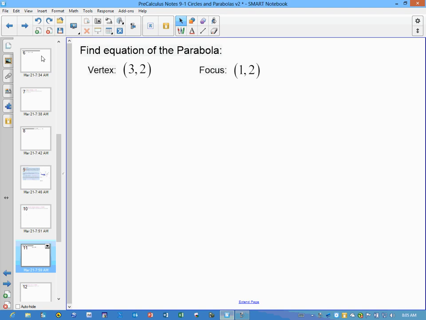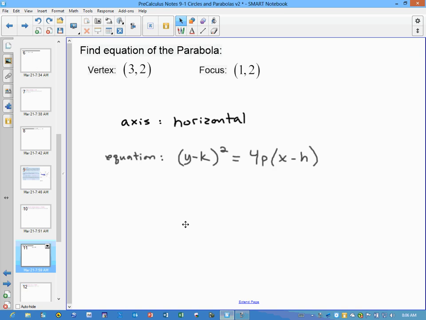Now here we're given the vertex is (3, 2) and the focus is (1, 2), and we want to find the equation. The first thing we want to determine is what type of model we're dealing with. I would notice how the only difference from the vertex to the focus is in the x values. That means this is going to be horizontal, because the x values are changing to go from vertex to focus. That would represent left to right, which is the horizontal model. And that equation, of course, would be this. It's basically the x equals y squared version of the equation.